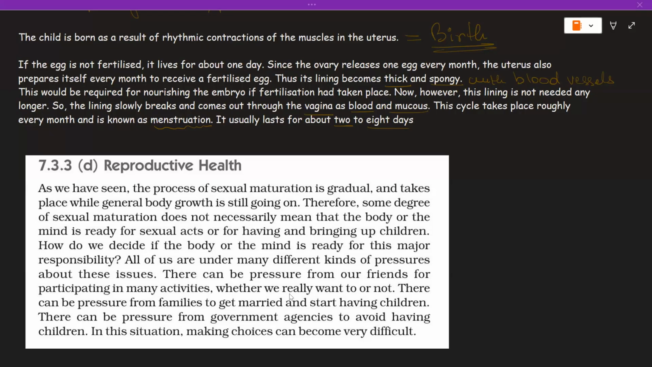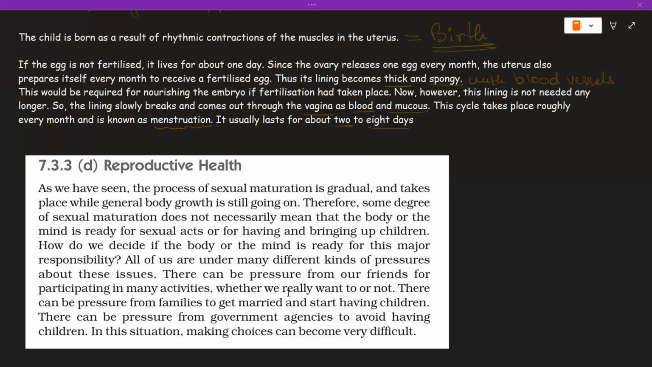Okay, good. Now see, this was all there is to know about reproductive health. What is so important in it that we are studying it? We could have skipped it also. Can you tell me what importance you feel there is in this particular chapter, this reproductive health topic?